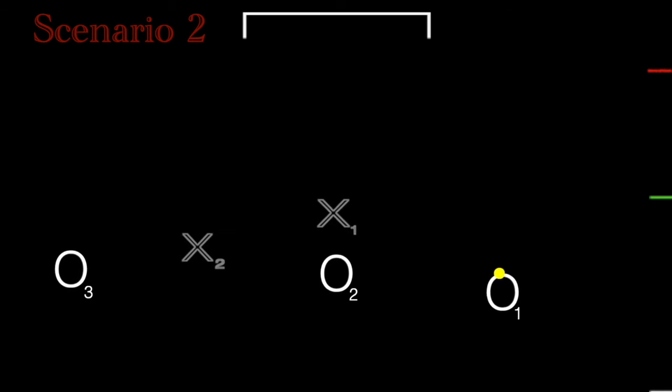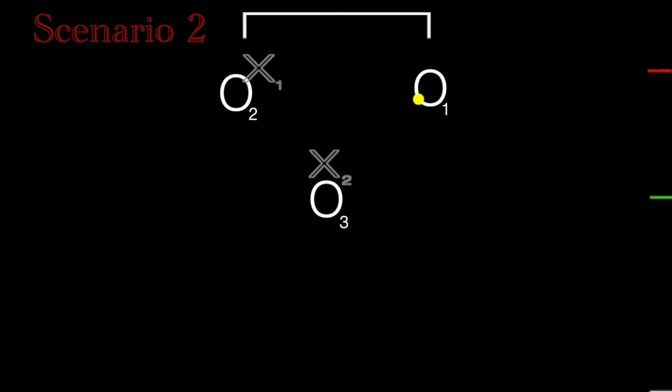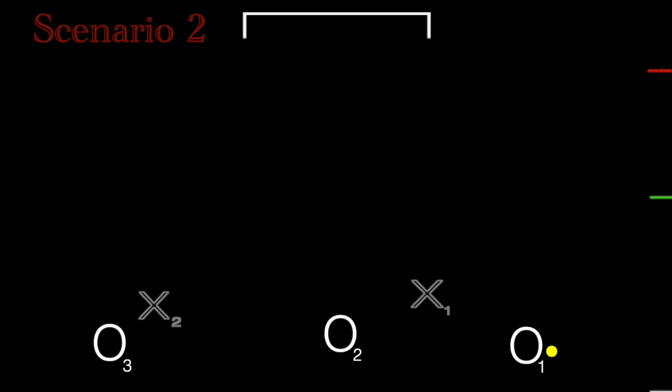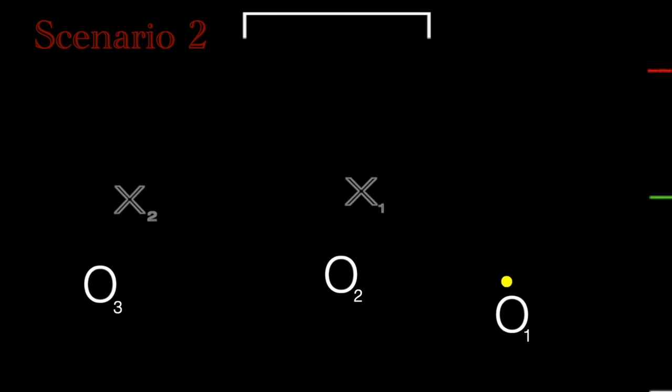If no one guards O1, he will attack and shoot. If either X1 or X2 rotates to O1, then O1 will pass to the open man.